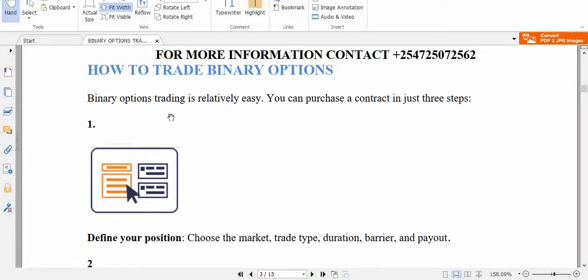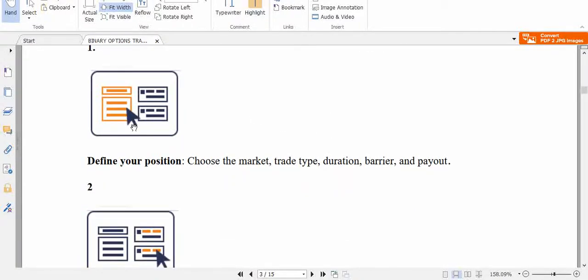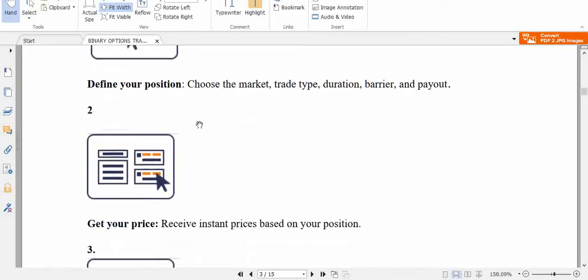Now, there are ways also of trading binary options, and it is very easy. What you do is that you purchase what you call a contract in just 3 steps. The first thing is that you define your position, and by defining your position, we mean you choose the market, trade type, duration, barrier, and payout. I'm going to show you that.